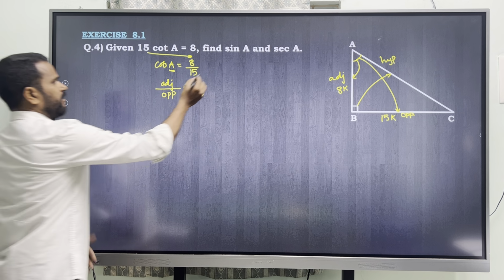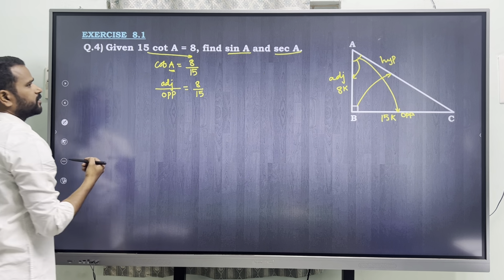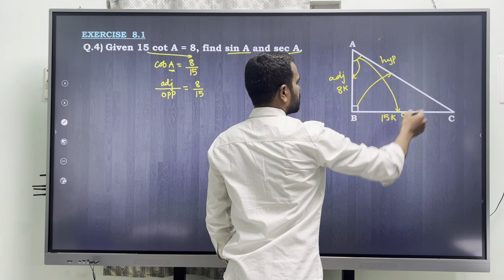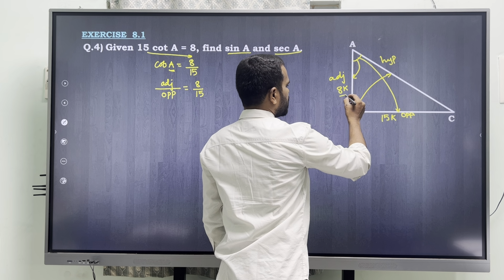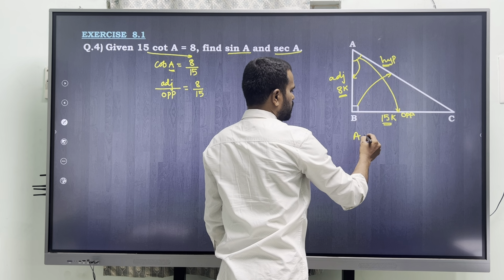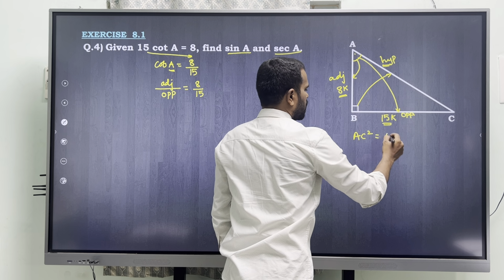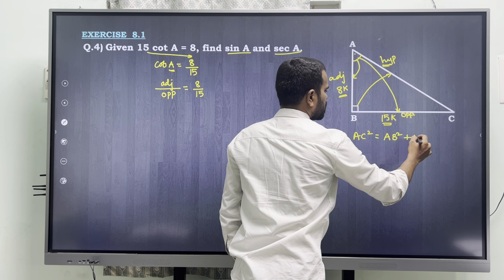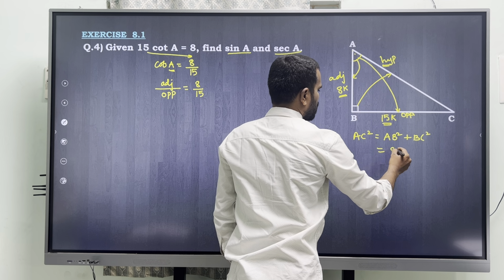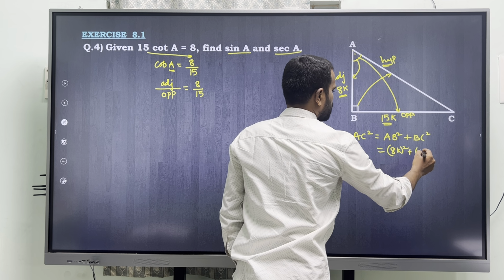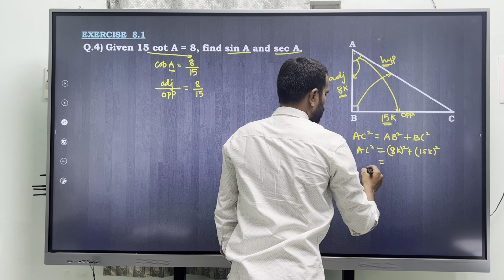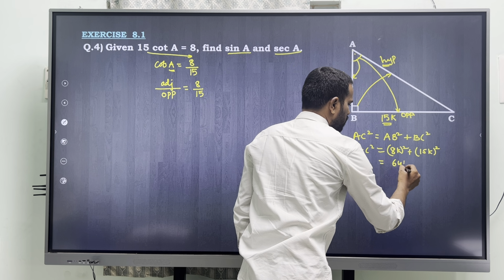Okay. Next, find sin A and secant A. Let us find sin A. If I want to find sin A and secant A, let us first finish this triangle. See here, it is given 8, 15, and we have to find the hypotenuse first. So hypotenuse square is equal to the sum of the squares of the other two sides, right? So AC square is 8k square plus 15k square.